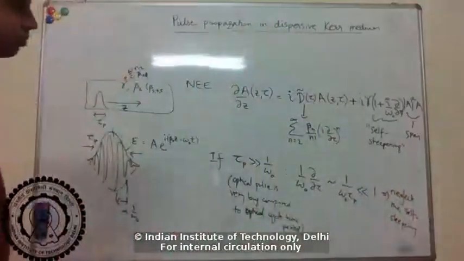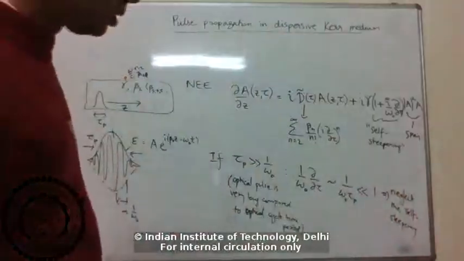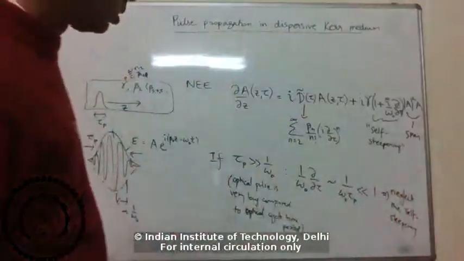Sir, how is slope equal to 1 upon tau p? Sorry? How is slope equal to 1 upon tau p?